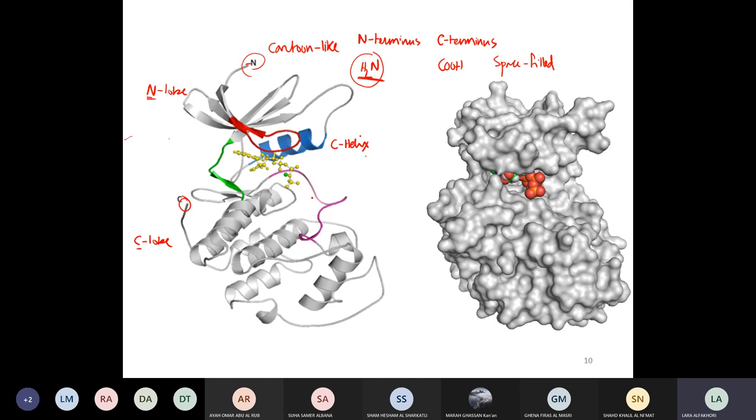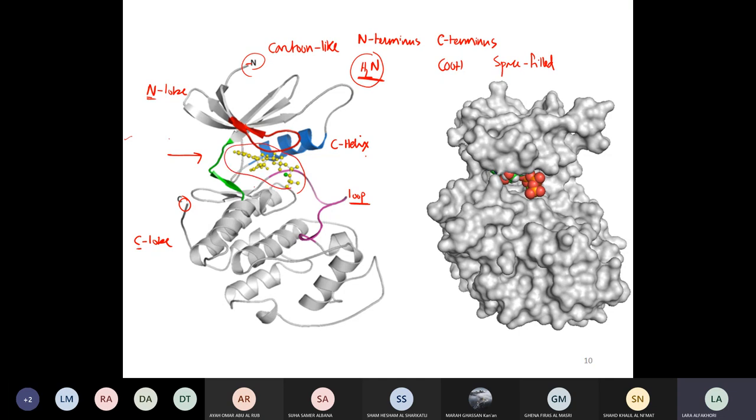The ones that look like narrow lines, I usually refer to as loops. Now why are they drawn like this? Not because they are smaller in size than the beta sheet or the C helix. It is only because they don't have a defined secondary structure. The amino acids are neither arranged in the shape of a beta sheet nor arranged as in a helix. So usually those that do not have a defined secondary structure, we refer to as loops. They have neither beta sheets nor helices, okay?